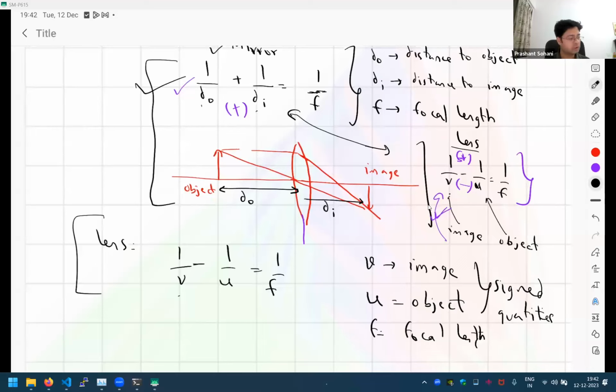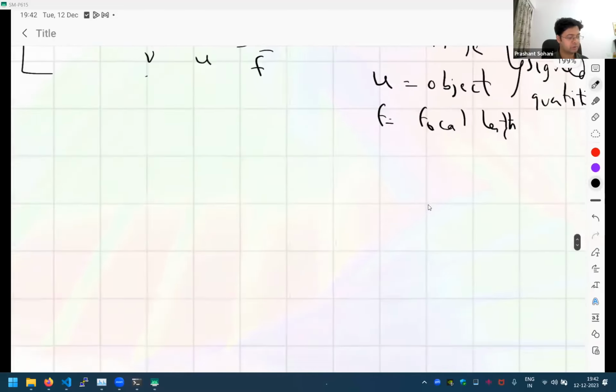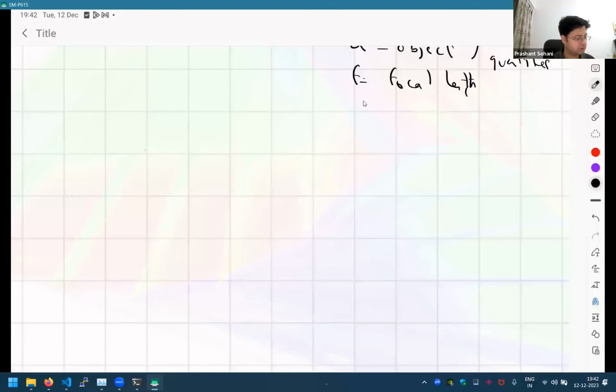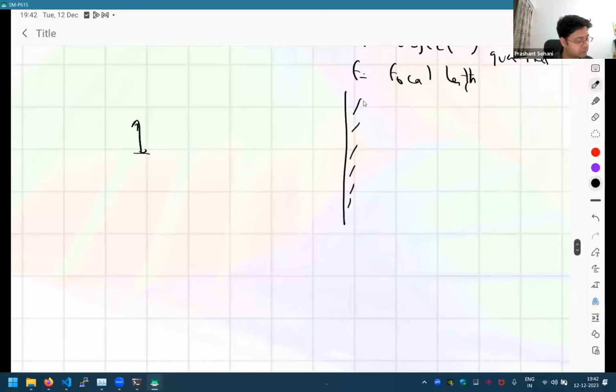For now, let us solve this question with this formula only, because that is what I am more comfortable with for now. So what is given? The object is at a distance from the lens. The setup is like there is an object over here, and let us say the screen is over here. The lens is initially at some position like this. We can call these distances x and y.